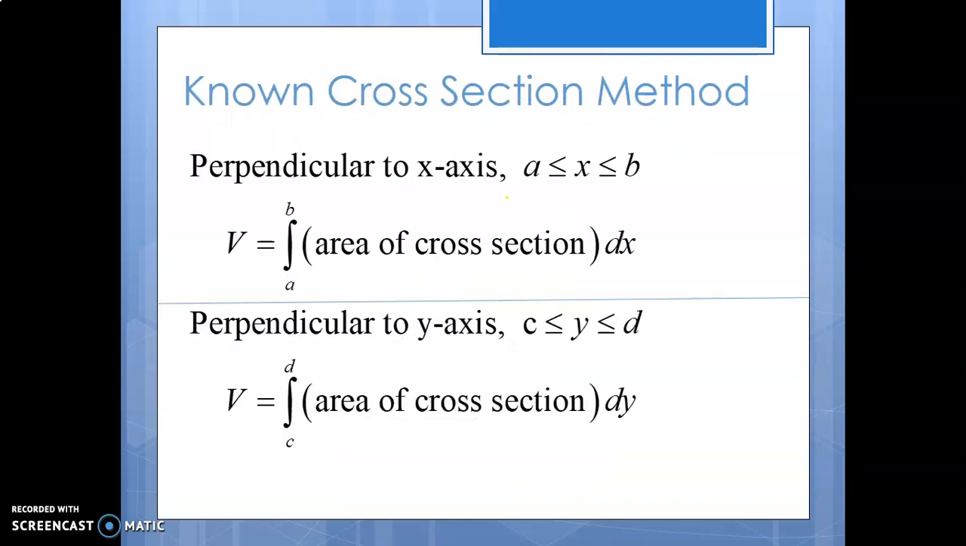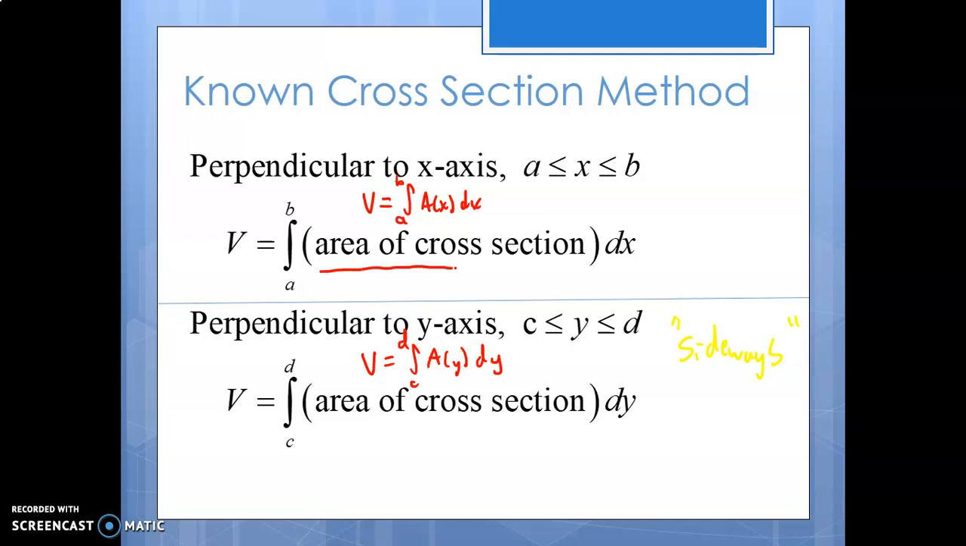The formulas are pretty straightforward. So we're going to go ahead and do both of them on the same slide. So this is what we've been referring to as the sideways method, this bottom one. So if you look at these formulas, in both of them, I would have written it as V equals the integral from a to b, A of x dx. This is the formula that I would memorize. Or V equals the integral from c to d of A of y dy.